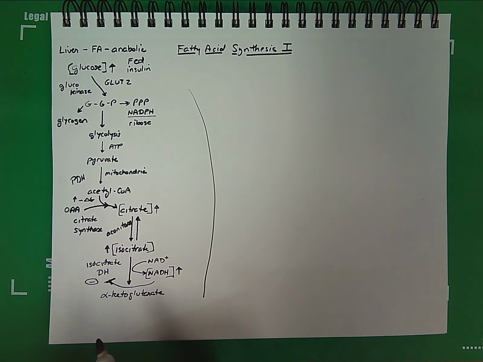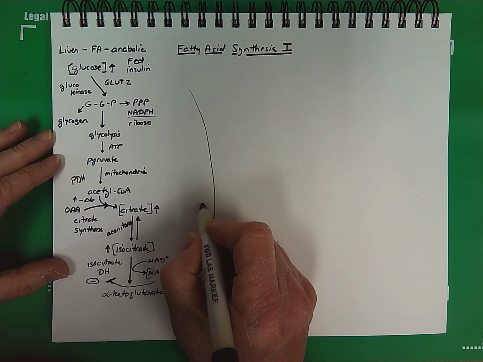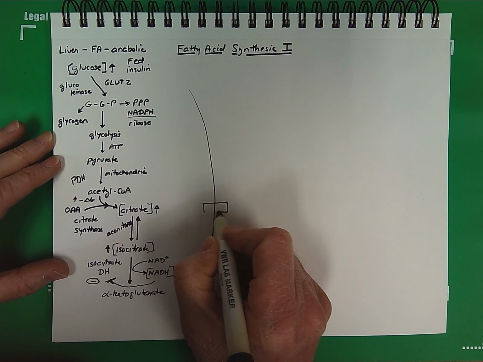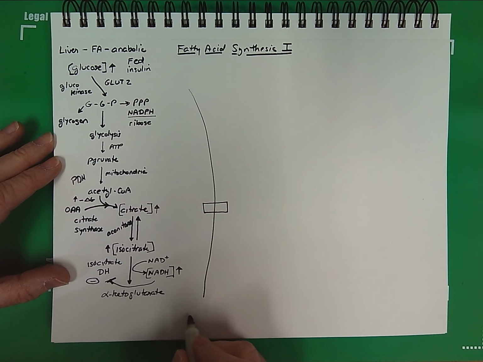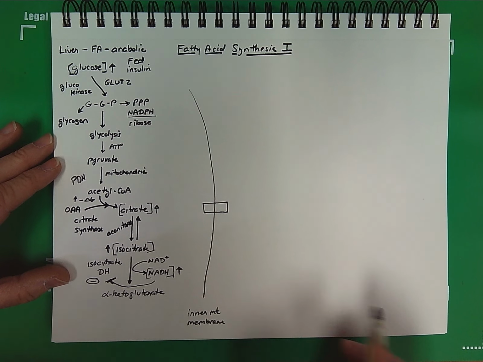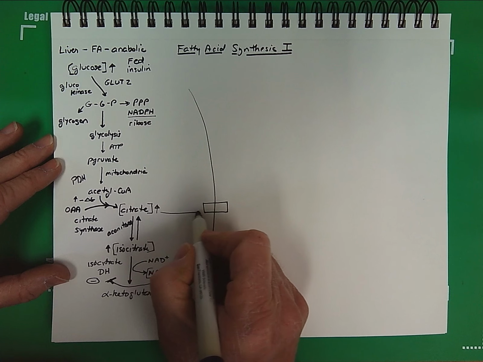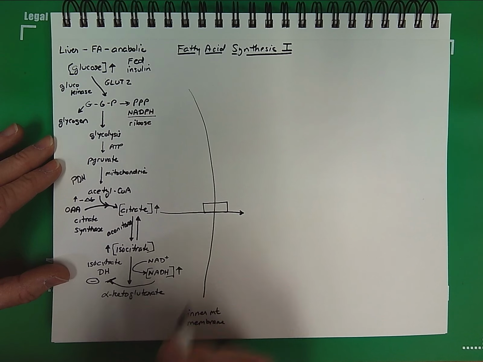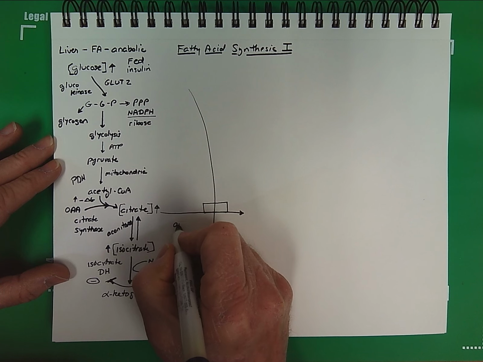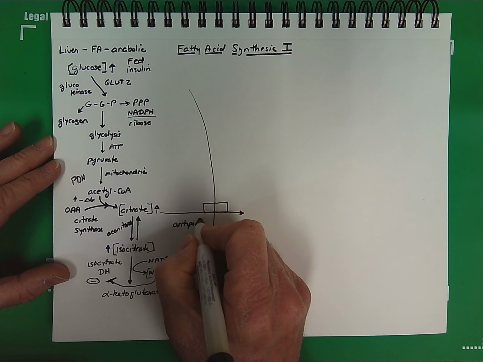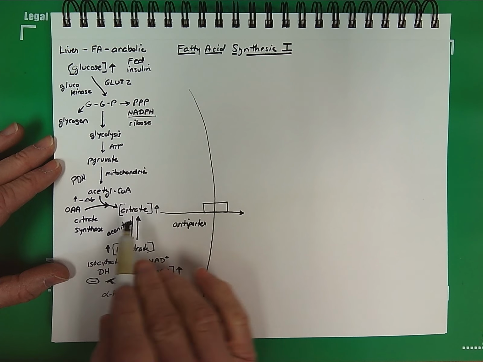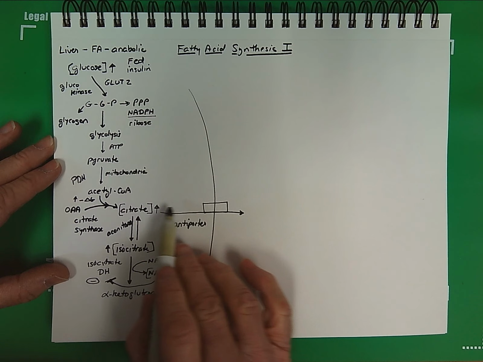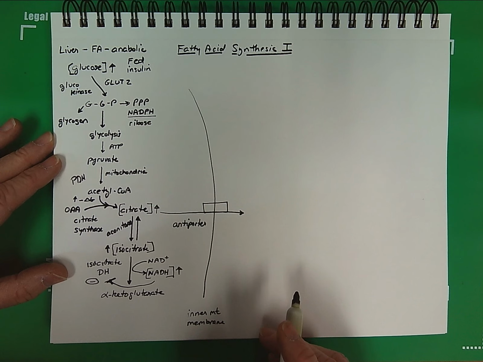Now, what we are going to do with this reaction is send the citrate into the cytoplasm. So this is our inner mitochondrial membrane. We have a transporter that is going to transport citrate into the cytoplasm. Now notice the way I've drawn this transporter. This is an antiporter. So that means we're going to transport citrate out and another molecule in. We'll take a look at what that is in a few minutes.